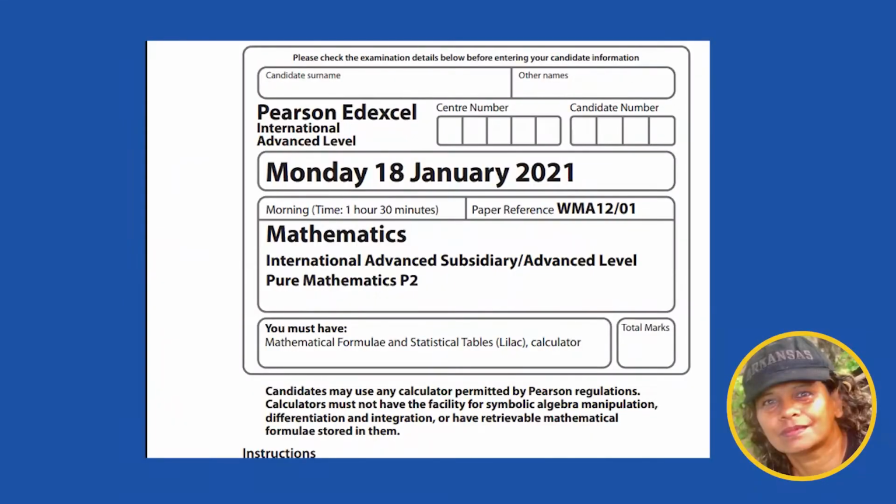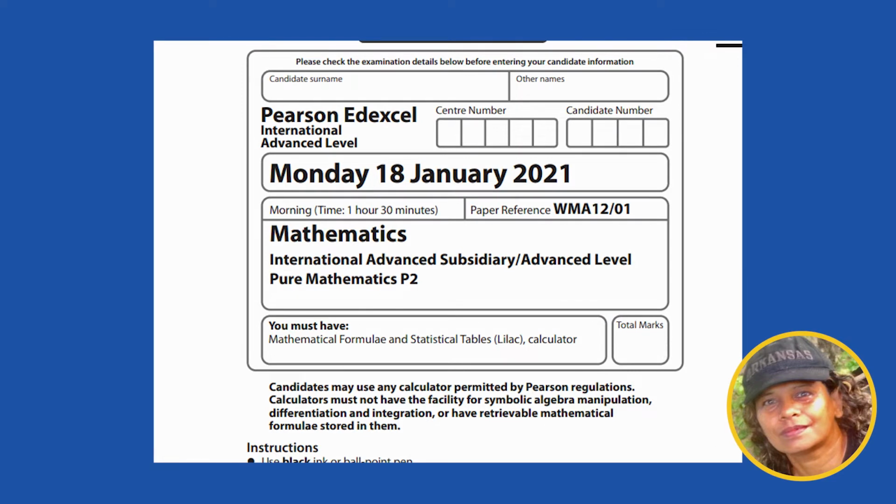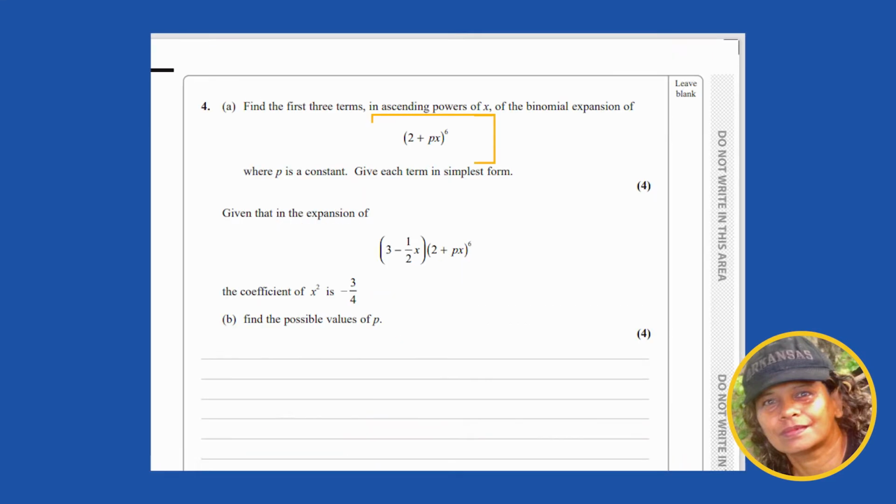In this video, I shall be discussing a question from January 2021, P2, and it's question 4. The question is based on binomial expansion. Here is the question. Let's begin. The first part of this question is where we need to expand (2 + px) to the power 6.